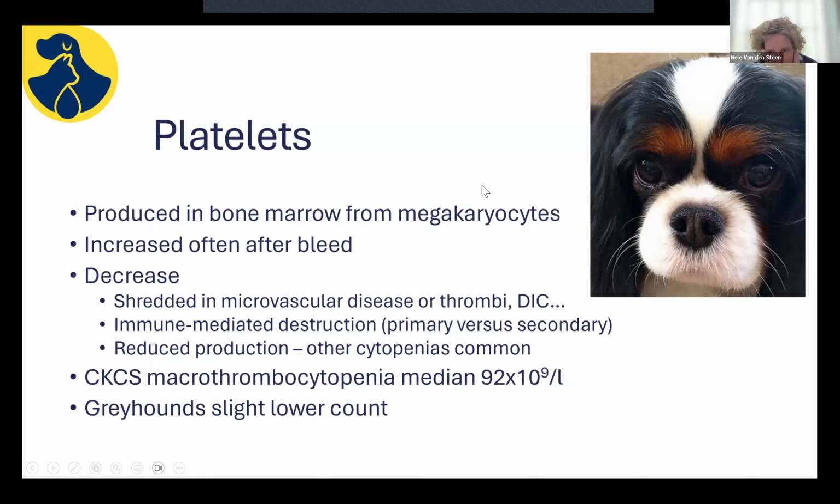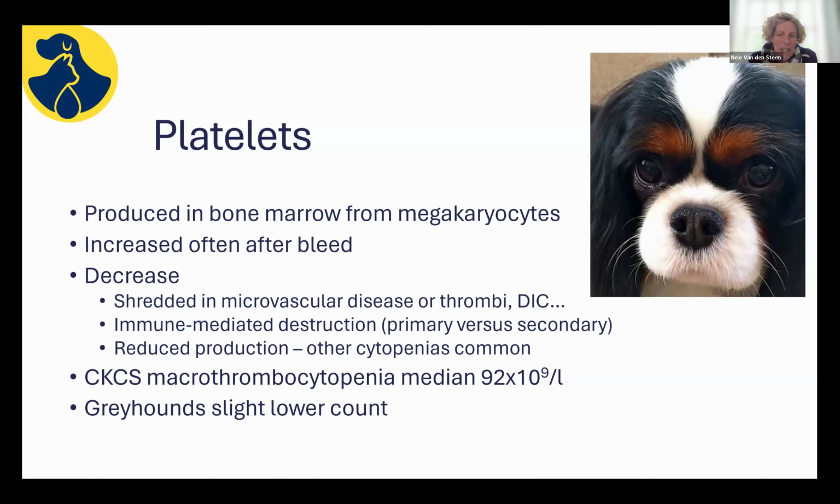Last bit of today, platelets. Platelets, as any blood cell, get produced in the bone marrow. They get produced from your megakaryocytes, and in contrary to what people think, if you got an acute bleed, they might drop. If you got a more chronic or steady bleed, or shortly after the bleed, these dogs will often have a mild increase in platelet count in their blood.